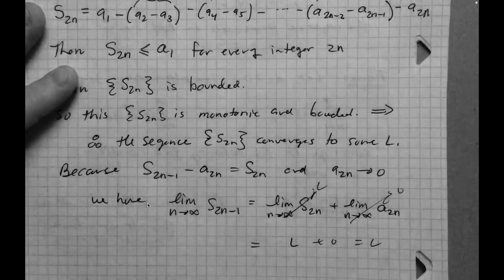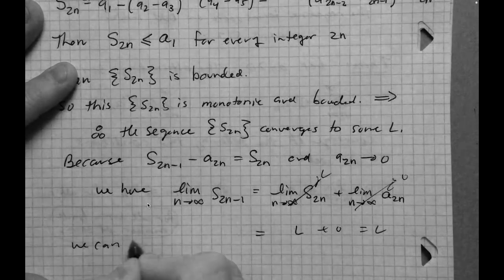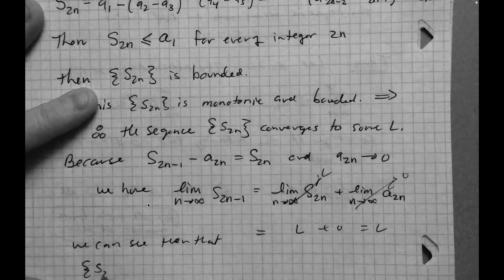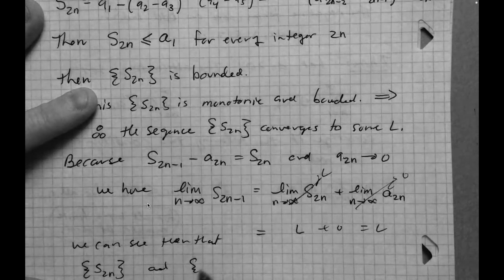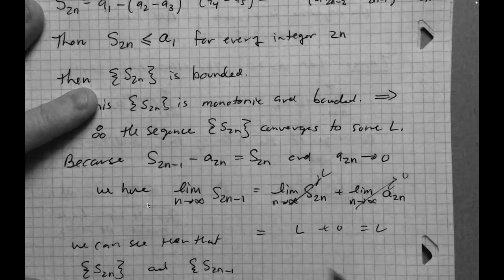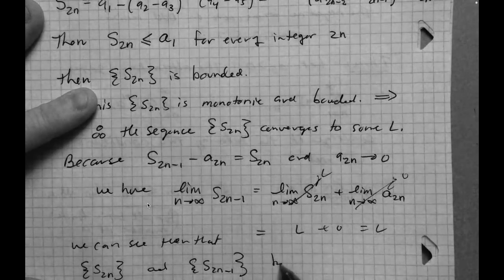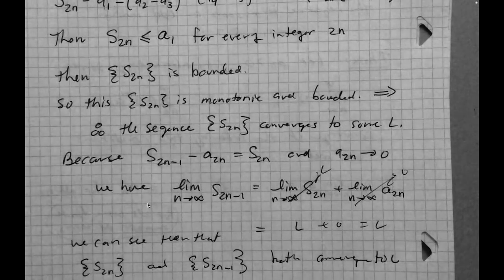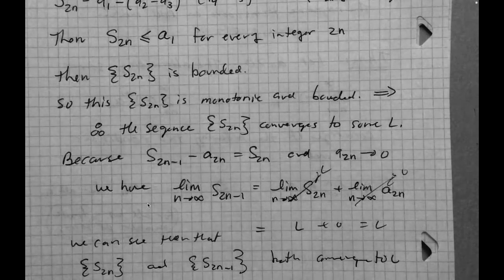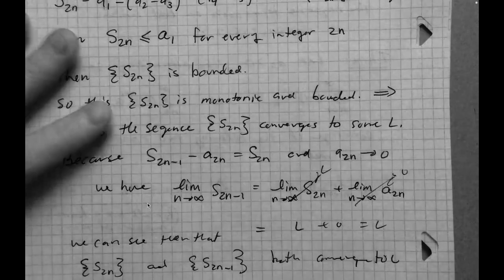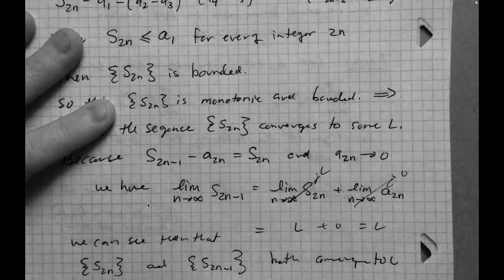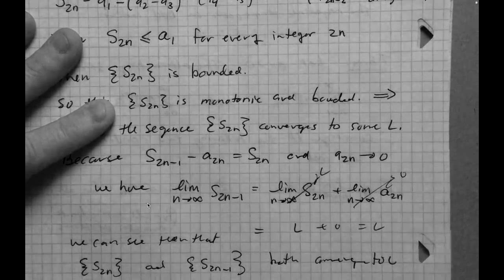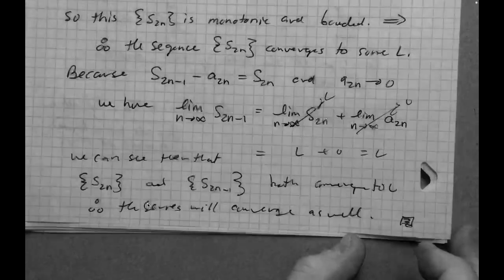Okay, and so we can see then that S of 2n and S of 2n minus 1 both converge to L, and so it follows that the series will converge to L. So that's the proof.